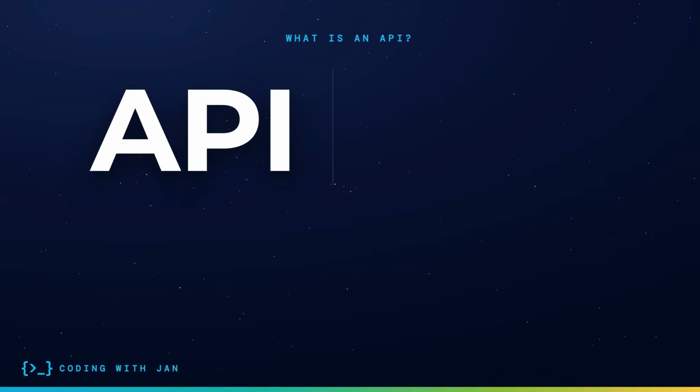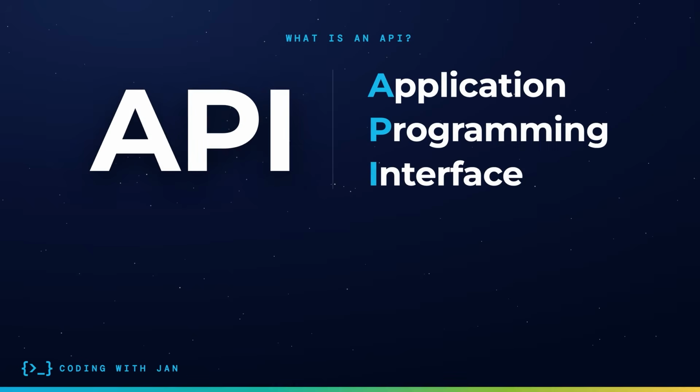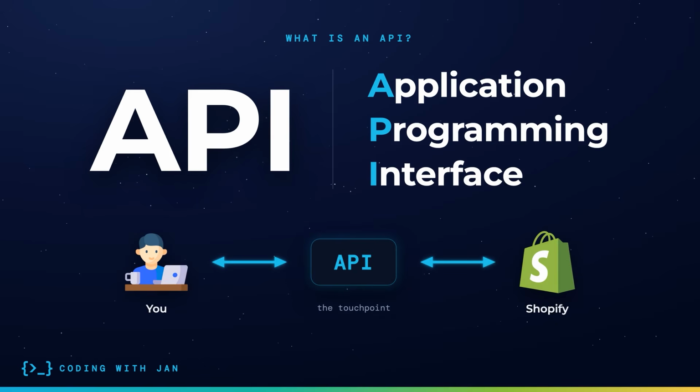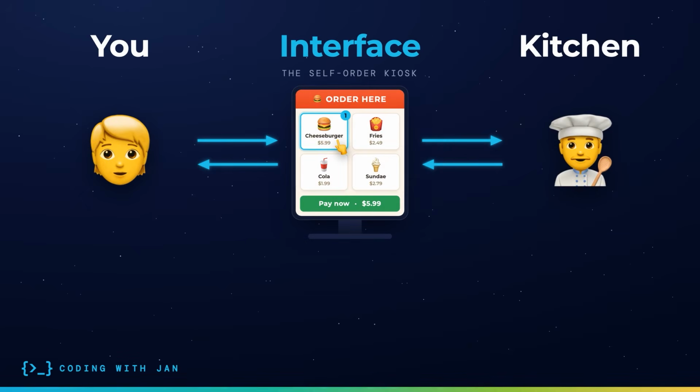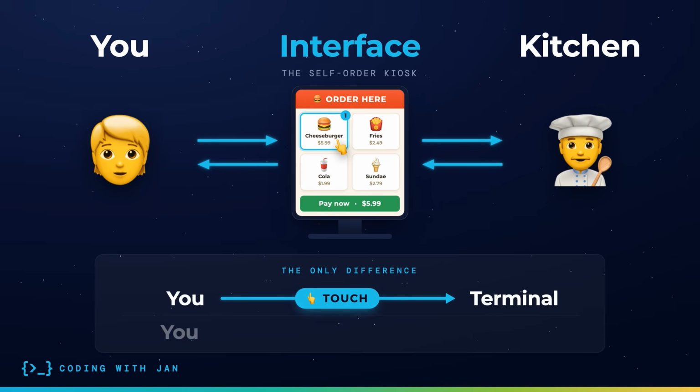API stands for Application Programming Interface. So it's an interface, a way to interact, or a touch point between us and an application, Shopify in this example. And the way we interact or communicate with the system is just through programming. Yeah, so this is kind of like going to McDonald's and using the self-order terminal. The terminal is an interface between us and the restaurant. And for the terminal, we're using touch. And for an API, we're using code to communicate.